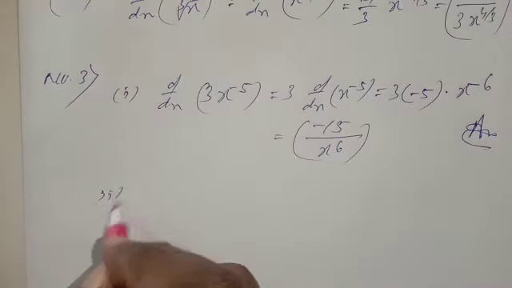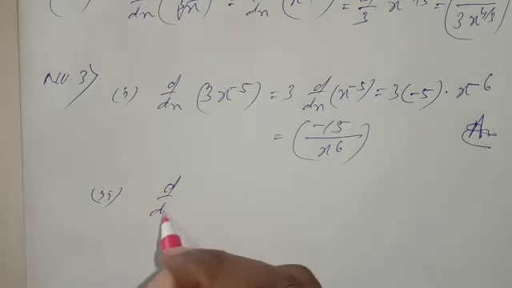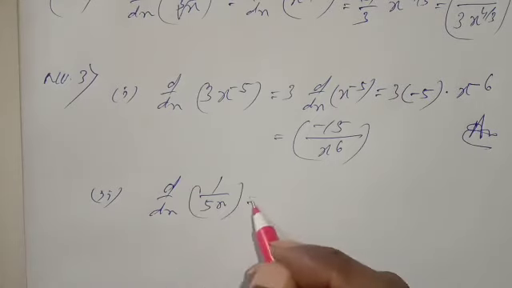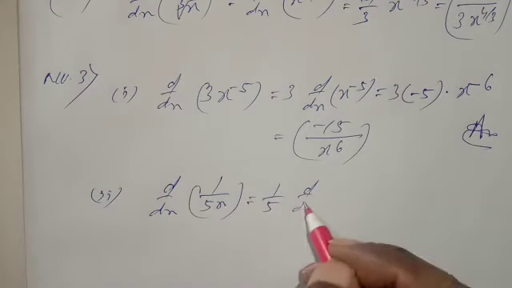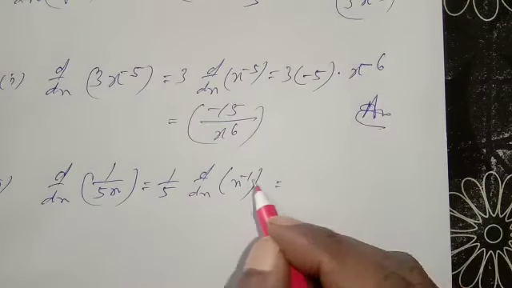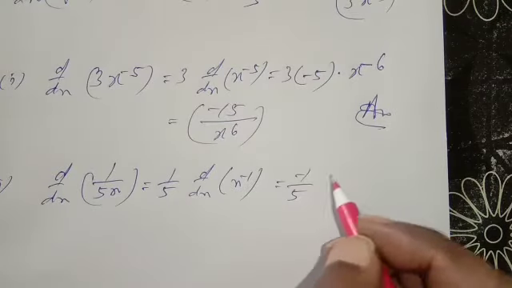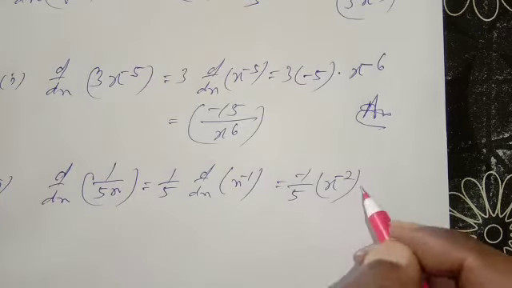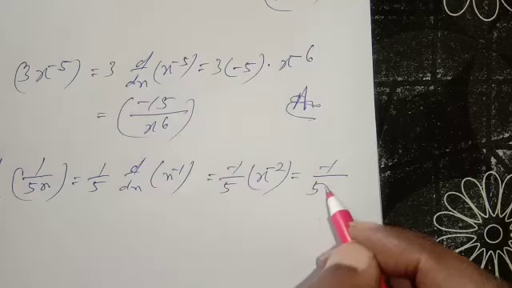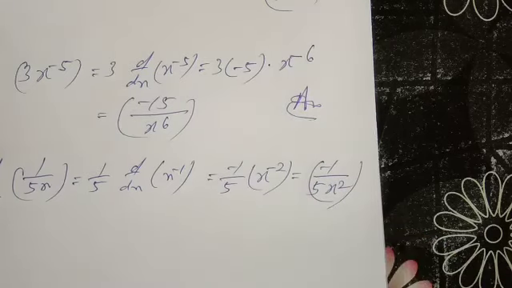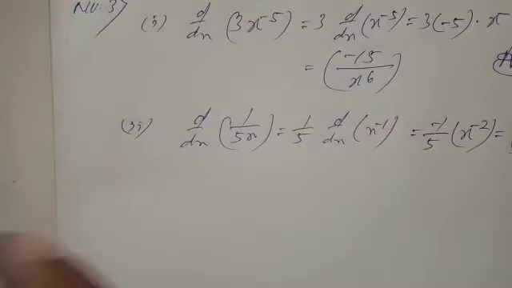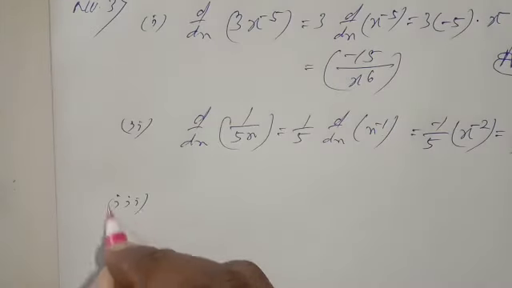Number 3 second part, question given: d by dx of 1 by 5x. 1 by 5 is taken outside, d by dx of x to the power minus 1. Then minus 1 comes outside, minus 1 by 5 x to the power minus 2, which will be equal to minus 1 by 5 x square. This is the answer of number 3 second part. Okay. Let us go to number 3 third part.